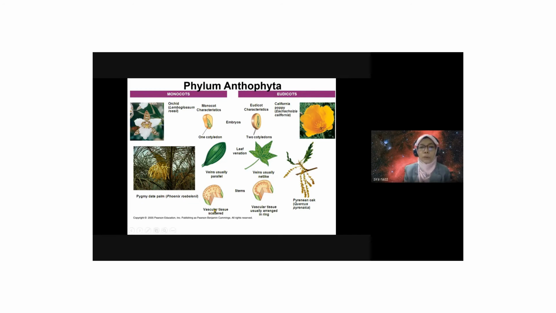But for monocot, if you look at the vascular tissue here, it's not arranged in a ring, but it's scattered. Scattered here. So it's scattered, yeah. So this is a cross section of stems of monocots and eudicots. Okay, these are some of the differences between monocots and eudicots.